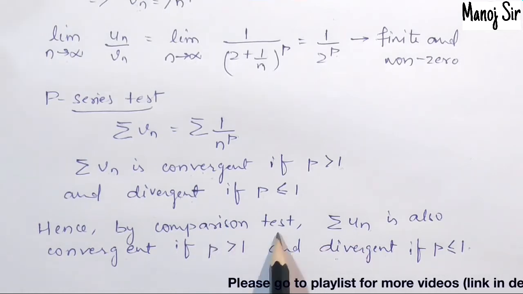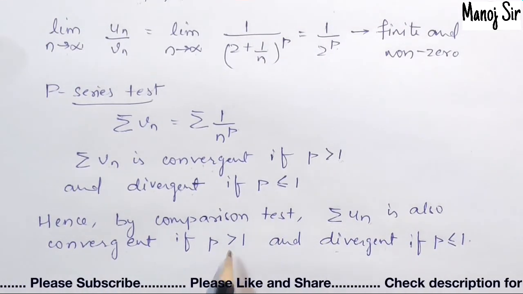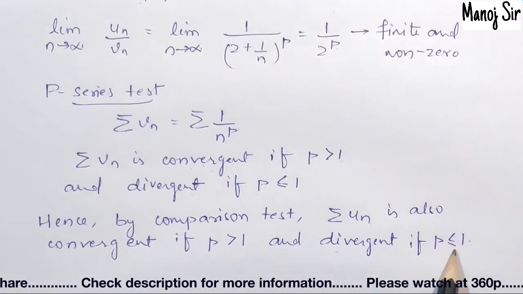In the same way, by the comparison test, we can write that summation un is also convergent if p is more than 1 and divergent if p is less than or equal to 1.